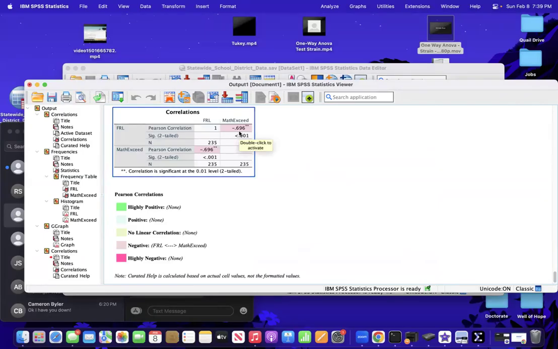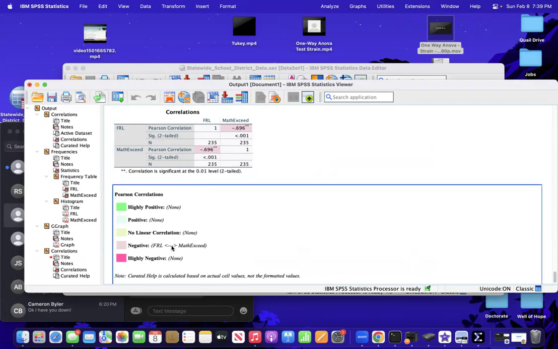So we know that our correlation of negative 0.696 is actually a strong significance, with p less than 0.001, indicating a statistically negative relationship. So that is where we are. You can tell right down here, this is statistically a negative and strong relationship.